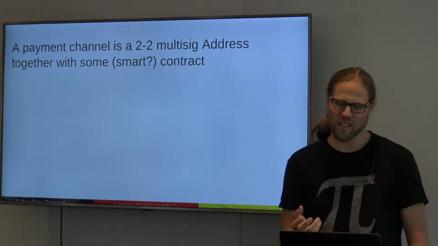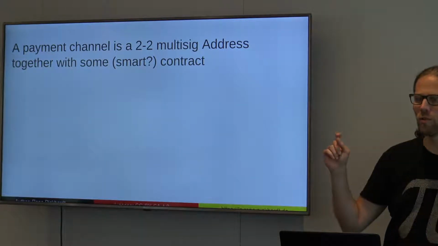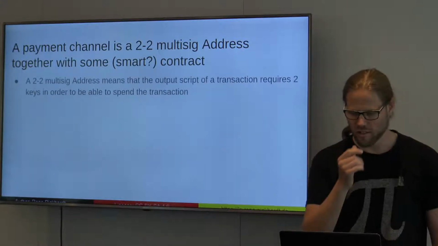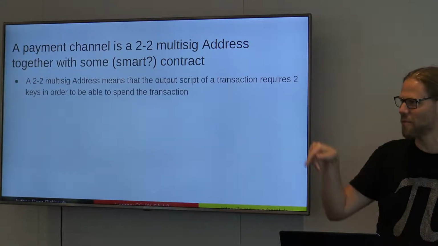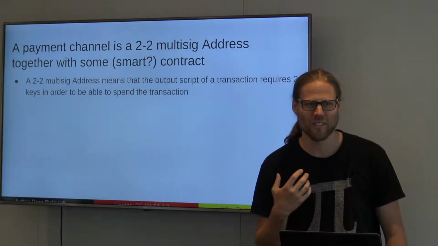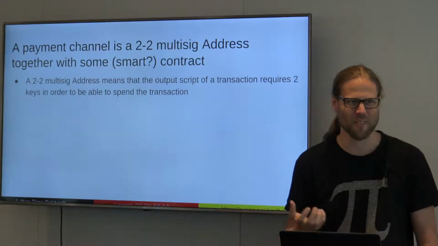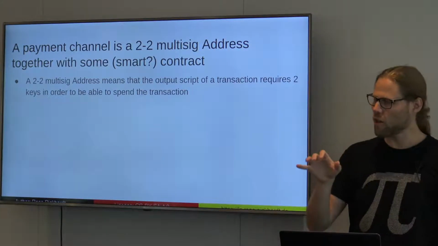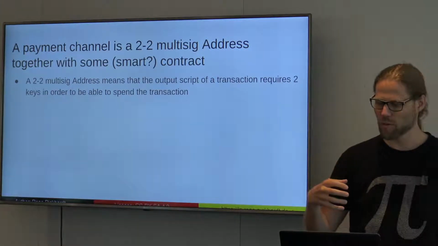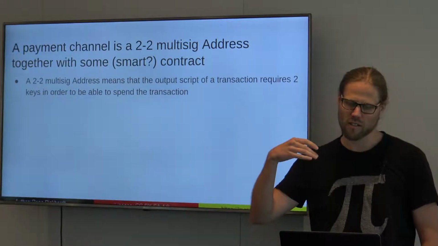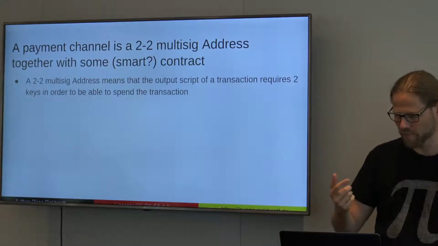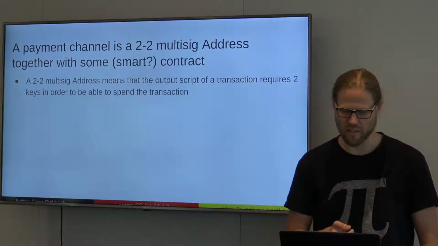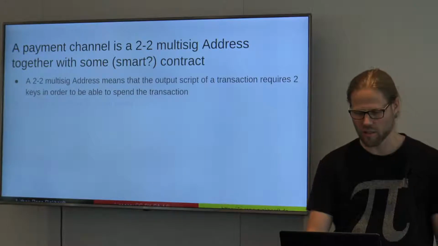So from a technical perspective, a payment channel is a 2-of-2 multisig address together with some smart contract. I put smart in parentheses with a question mark because I'm not too fond of this term, but I think by the end of the day, it is a smart contract. So a 2-of-2 multisig address means that the output script of a transaction requires two keys, or better, two signatures, in order to be able to spend this transaction.